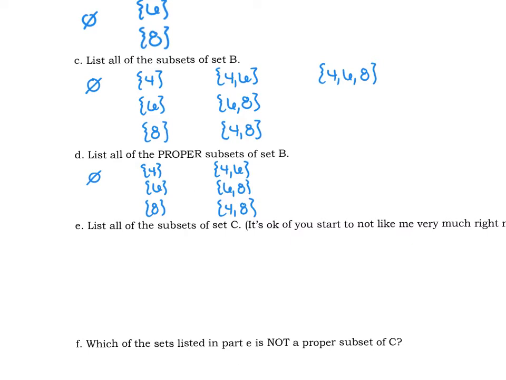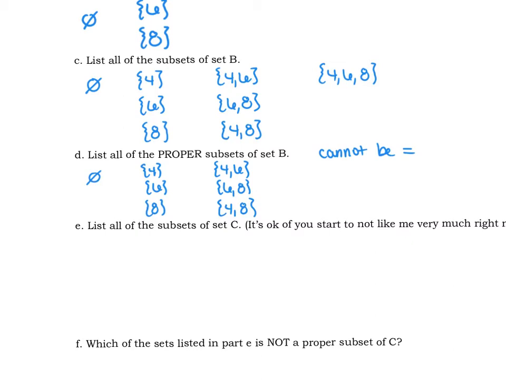Please remember that order is not important. So the set 4, 6 is exactly the same as the set 6, 4. There is no difference. So if you listed both orders, you need to get rid of anything that is a duplicate. And then finally, I listed any set that had 3 elements, in this case, the entire set. Moving on to set D, which are the proper subsets of set B. Again, we cannot be equal. So the only set that I need to throw out is the entire set B containing 4, 6, and 8.